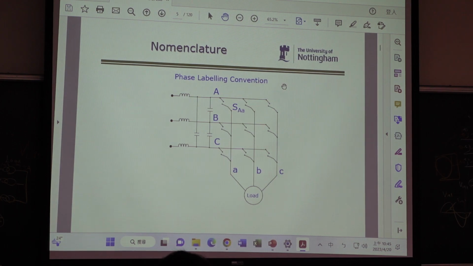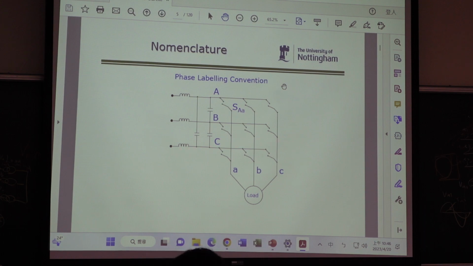So if you study the matrix converter, you use capital A, B, C. What does this mean? It means input. So capital A, capital B, capital C means input. So we always say VA, VB, VC with capital letters for input. For output, we use small a, b, c to represent output. So this is traditional.